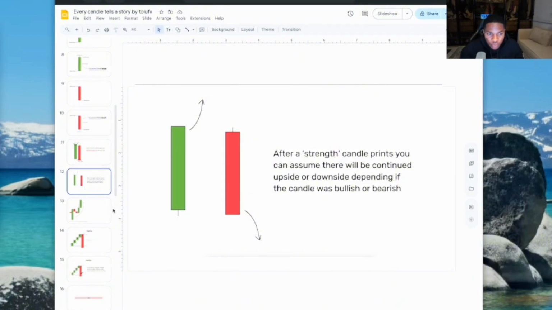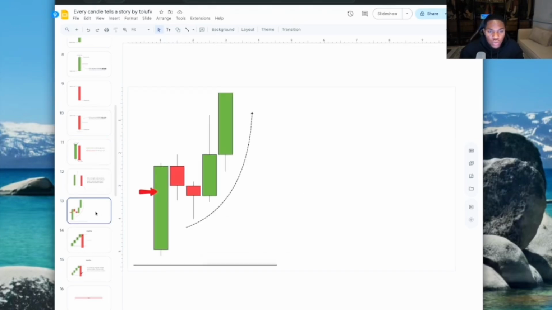Keep it simple. So when we go to the next slide, over here we can clearly see a perfect example of a bullish strength candlestick that prints to the upside. Over here we can now see the correction. These two red candlesticks are the correction. Now we can see another strong candlestick engulfing these two candlesticks and giving us that push continuation to the upside. So these are perfect examples. Make sure you apply it to your chart.